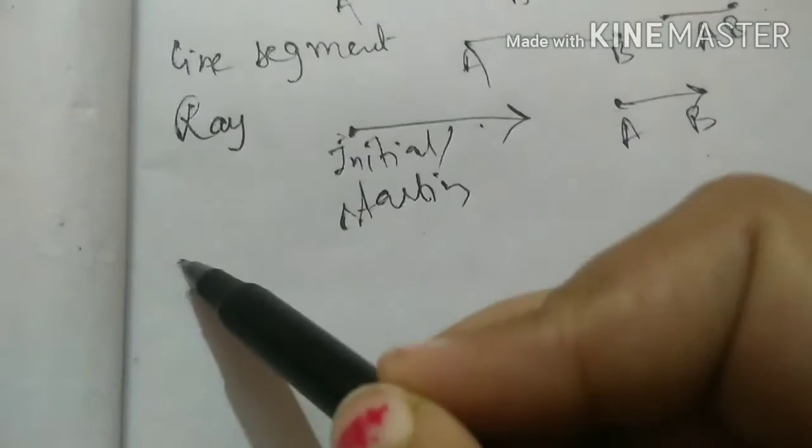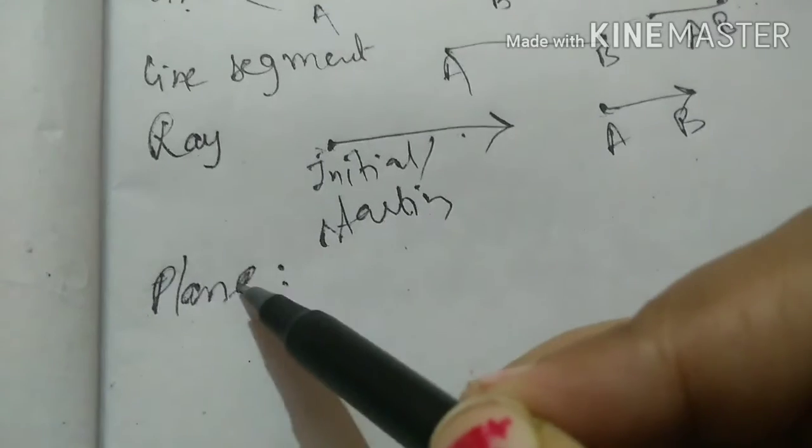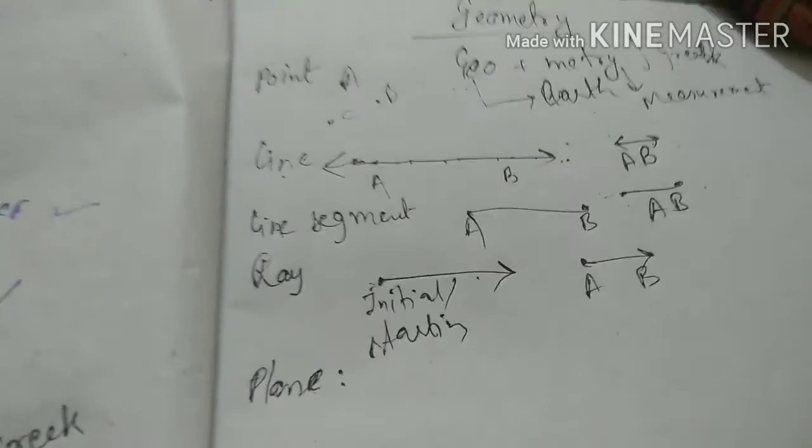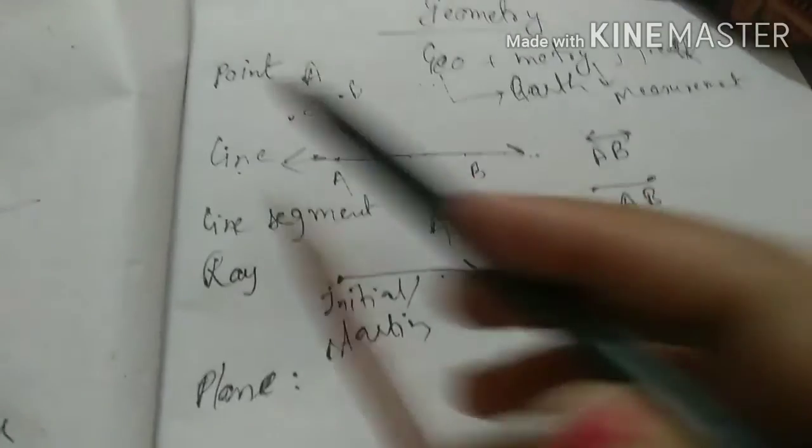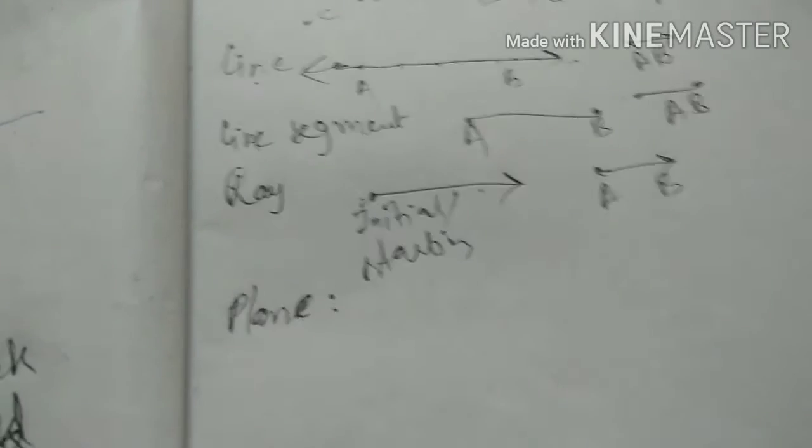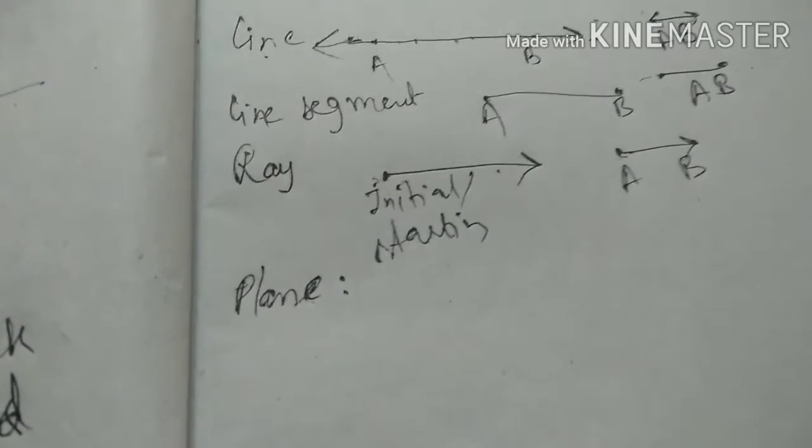Now, after that we have the plane. So what does a plane mean? This is the term with which people get confused. When we talk about the plane, it means the plane surface. That plane surface can be your page, like this page. If you look at the top of your table, that can also be considered as a plane. The board in your classroom can also be considered a plane.